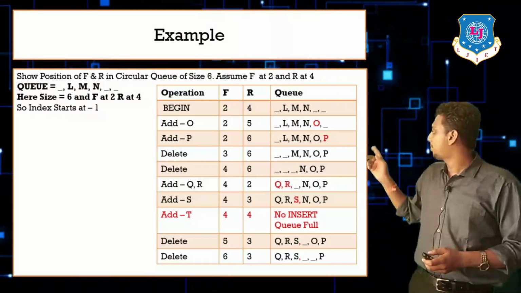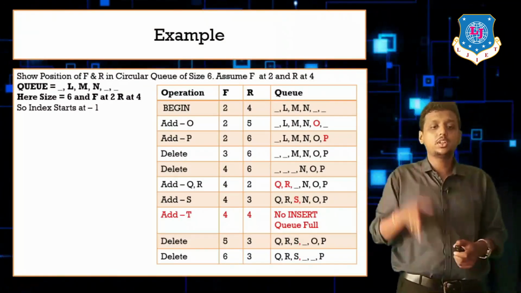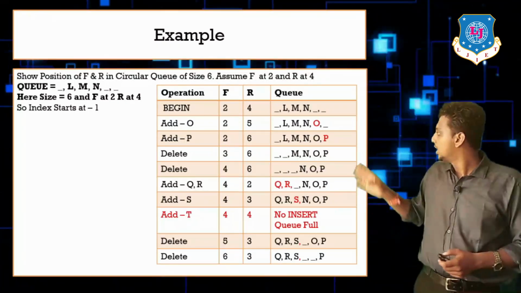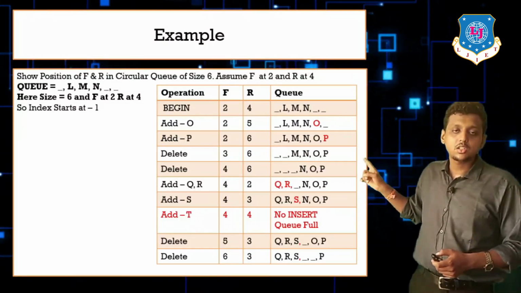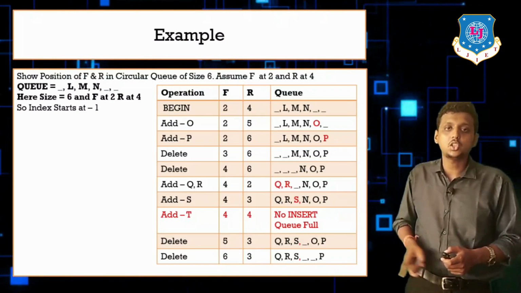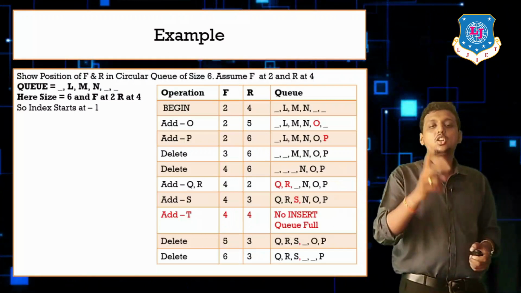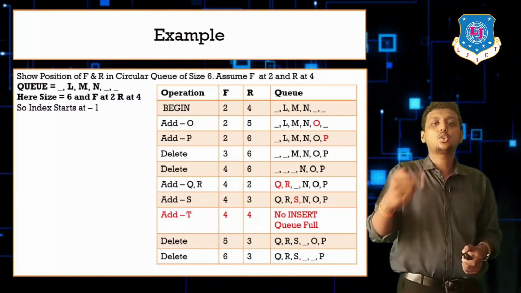So here are the various operations. First, we need to make columns: first write down the operation, then front, then rear, and the queue. If I am talking about the first operation, students, you can see the begin operation. The first time the front and rear are at 2 and 4. Now the second operation is add O, insertion of O.